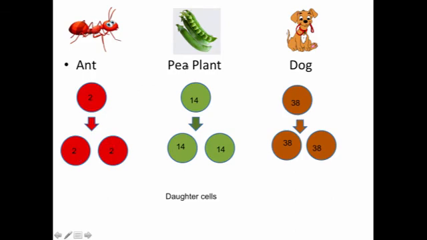A pea plant, they have 14 chromosomes. So when they go through mitosis, they produce two cells that have 14 chromosomes each. Dogs have 38 chromosomes. So when they go through mitosis, they create two new cells that have 38 chromosomes each. You get the idea. Mitosis is creating two cells that are genetically identical. We call them usually daughter cells just to signify a new generation exists.